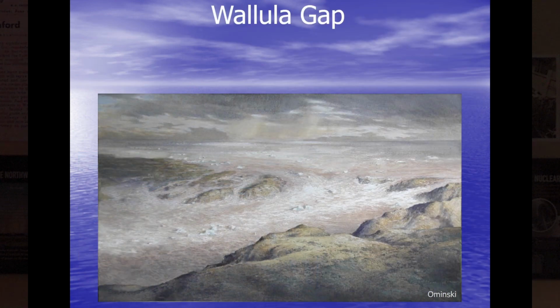Wallula Gap is another major important feature. This one's nearby. It's only 20 miles away from here. This is an image painted by Stev Ominski, my friend Stev, who I sent a photograph taken from an airplane. I think you were with me, Gary, when we took the picture. We sent it to Stev, and he painted in how he thought the water might have been flowing through Wallula Gap, and I think it's fairly accurate.